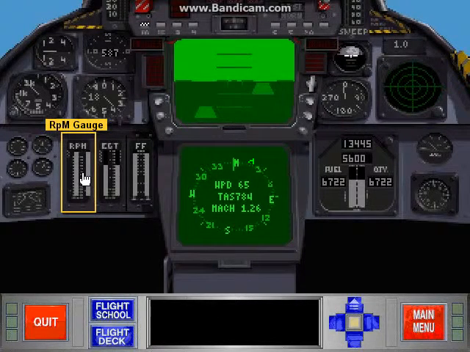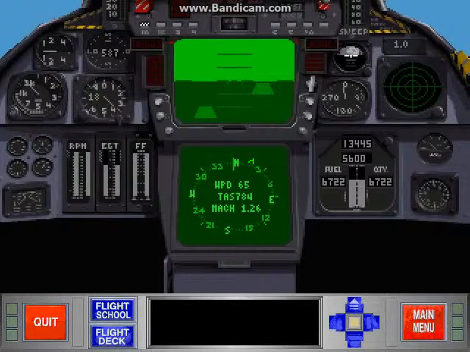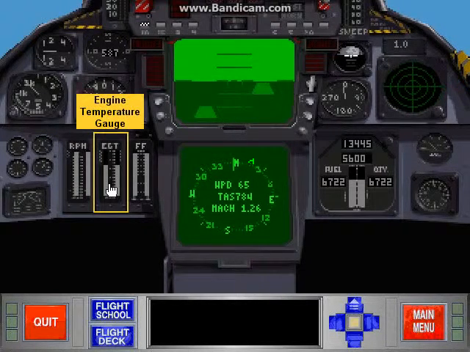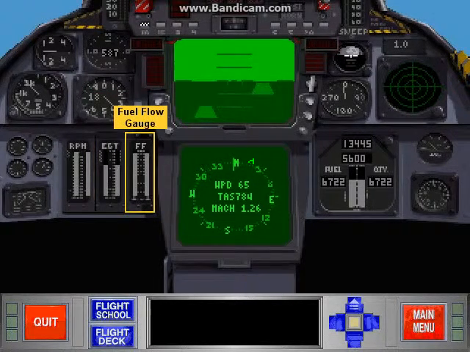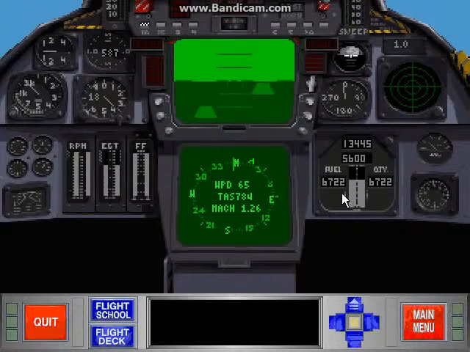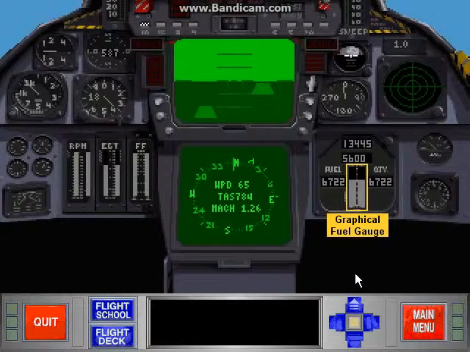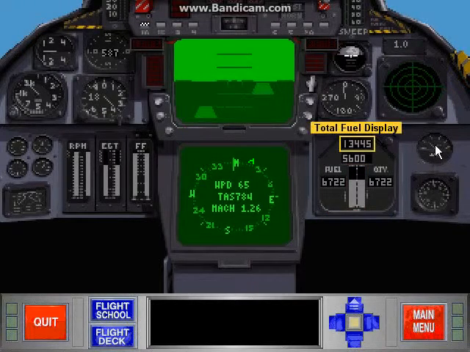The RPM gauge displays the revolutions per minute of your engines. The engine temperature gauge shows your engine temperature. The fuel flow gauge indicates your rate of fuel flow. The graphical fuel gauge is a graphical representation of the total amount of fuel on board your aircraft. A numerical representation of this gauge is located above.